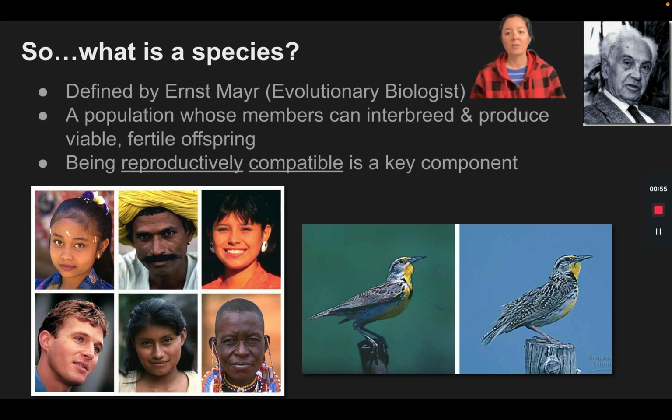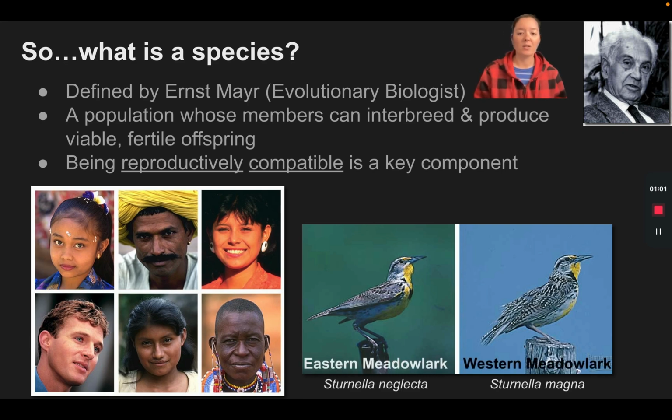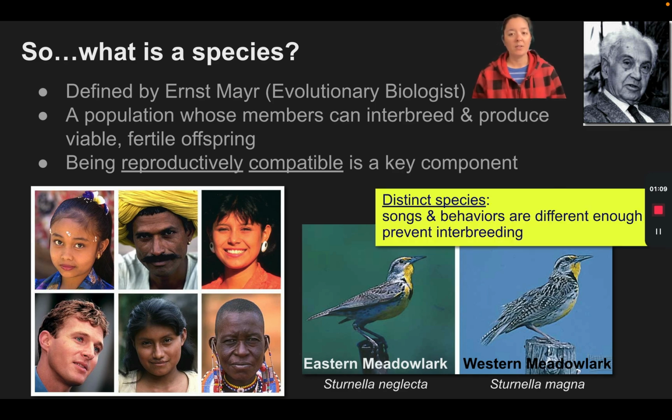In this other picture here, we have two birds that look extremely similar. They are both meadowlarks, but one is an eastern meadowlark and one is a western meadowlark. They have different behaviors, and these behaviors and songs are different enough that these two birds that look very similar and act very similar are different enough so that they don't breed together, meaning that they're their own species.